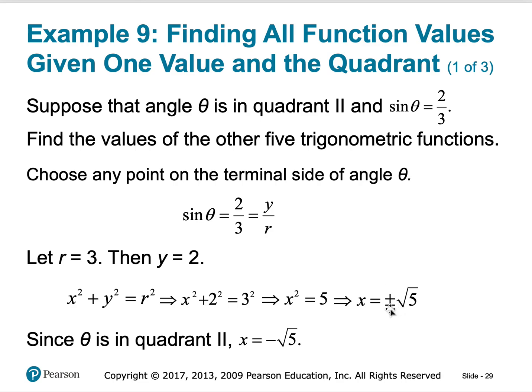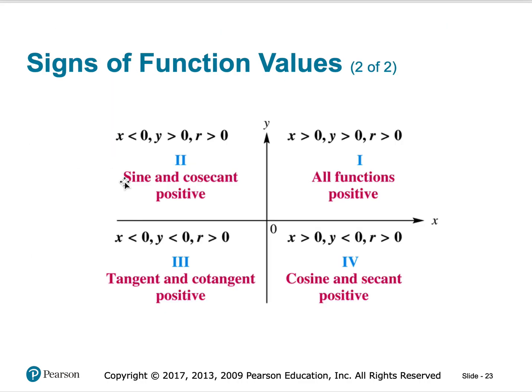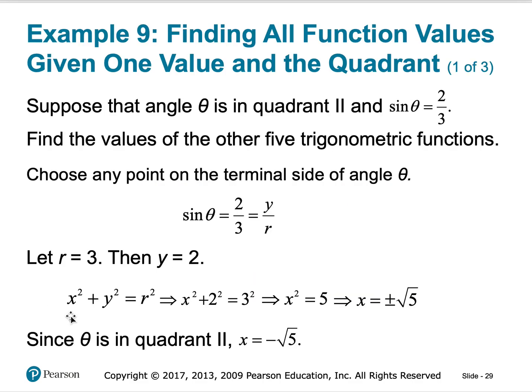How do I know if it's going to be positive or negative square root of 5? Well, it tells me it's in quadrant 2. If I go back to my image, in quadrant 2, what are my x values? In quadrant 2, my x values are negative. So that means that it's going to be the negative square root of 5. That's where that came from.